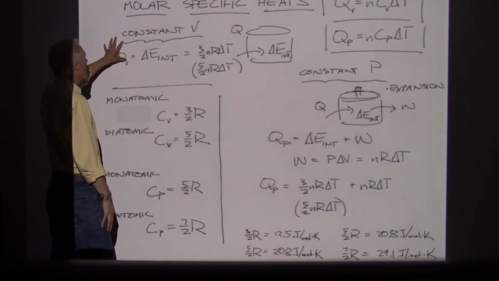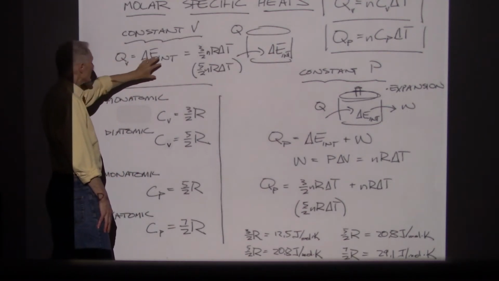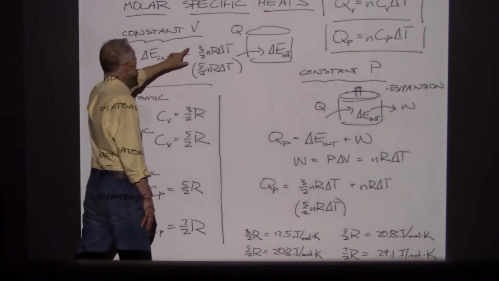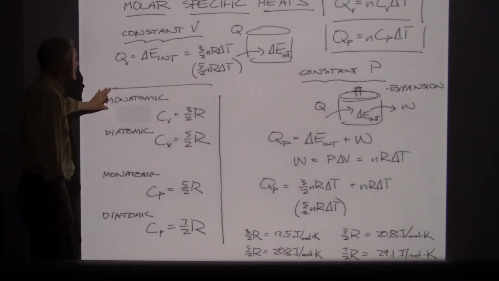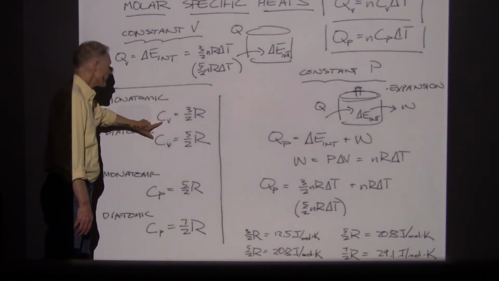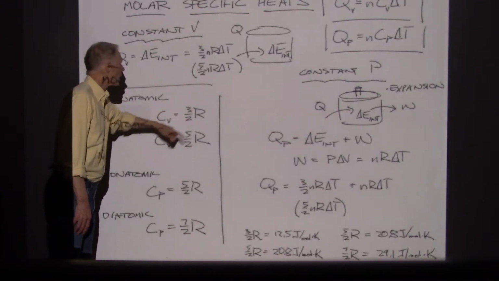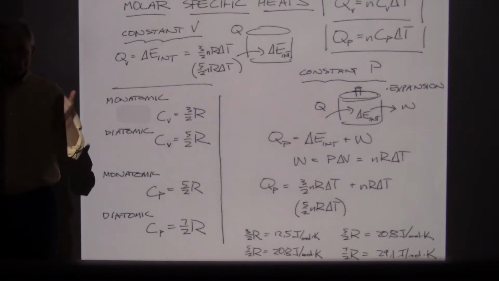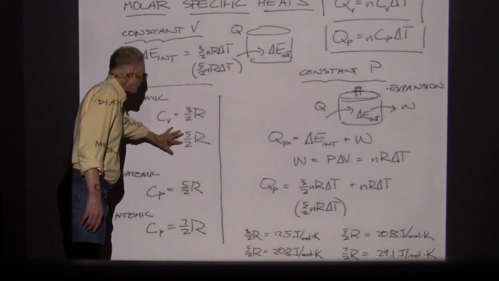If it's constant volume, then all the energy coming in through heat equals the difference in internal energy, and differences in internal energy are 3/2 nRΔT. So for a monatomic gas, that would say CV, the molar specific heat at constant volume, is 3/2 R. Whereas for a diatomic gas, the molar specific heat at constant volume would be 5/2 R.